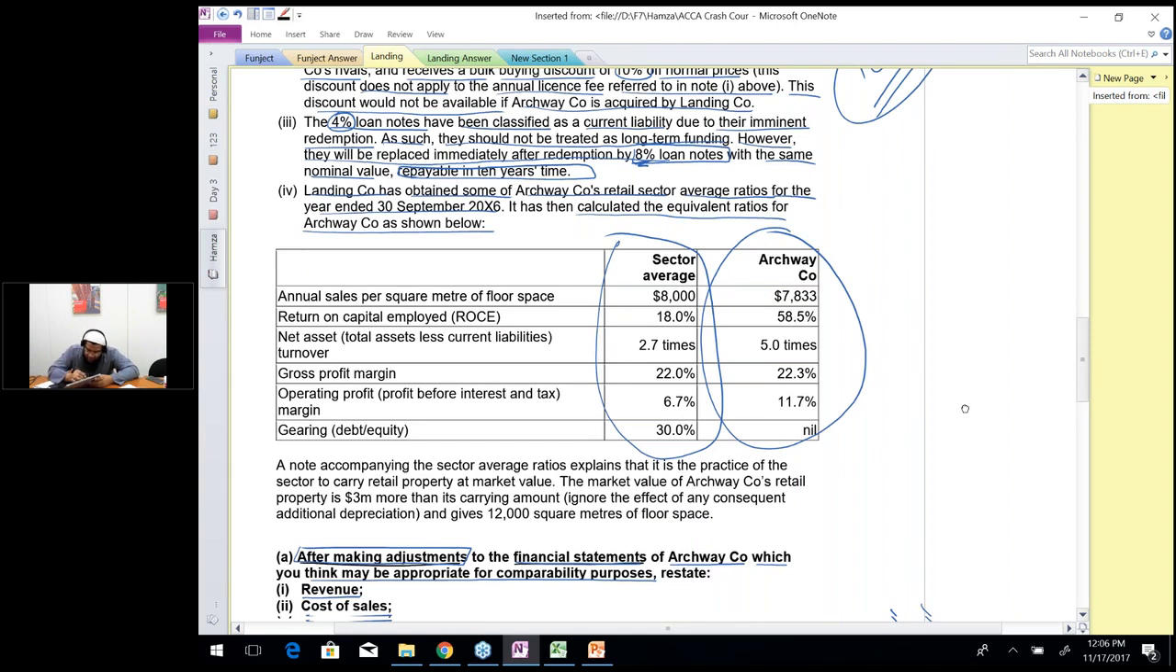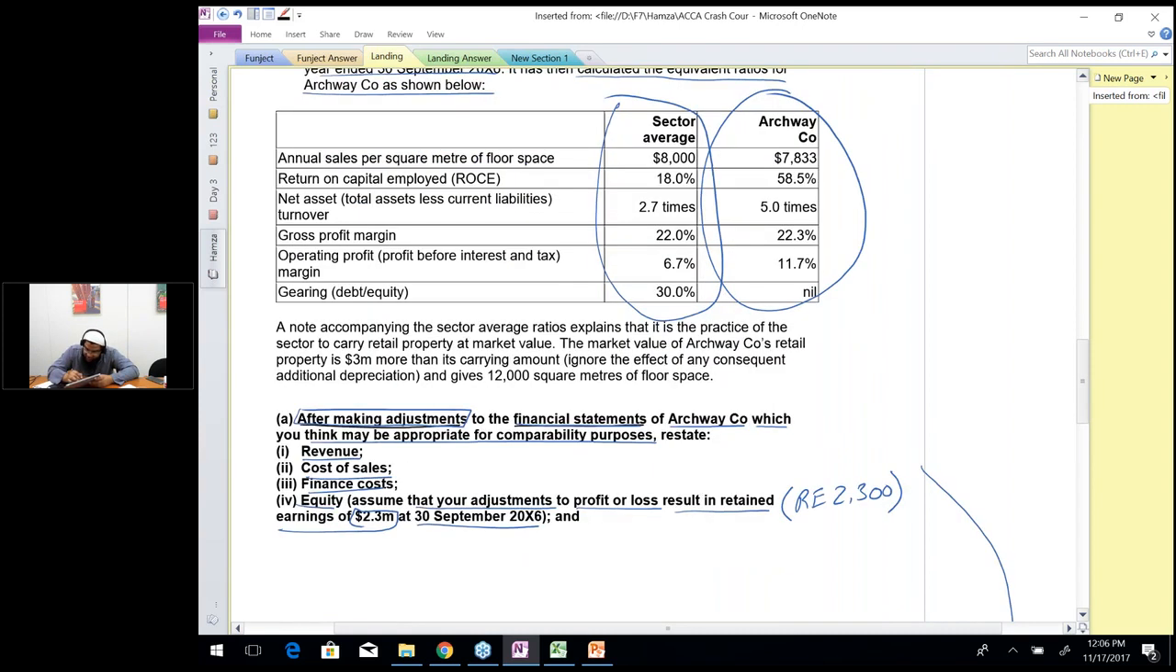The question further says that the note accompanying the sector average ratios explains that it is the practice of the sector to carry retail property at market values. So the practice of the sector is to revalue the assets. The market value of Archway Company's retail property is 3 million more than its carrying amount. So this means that the asset should be revalued by $3 million in the books of Archway.